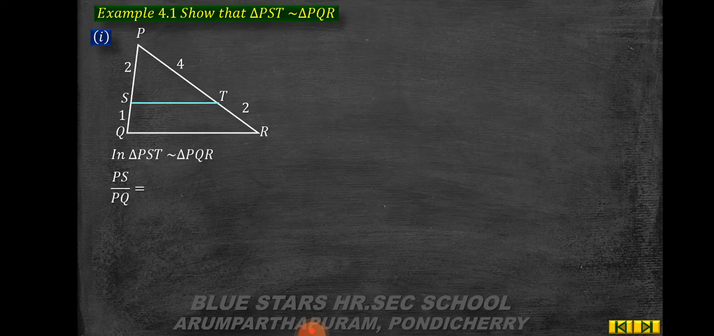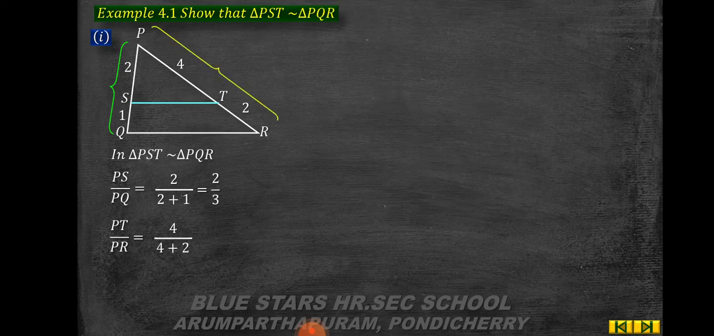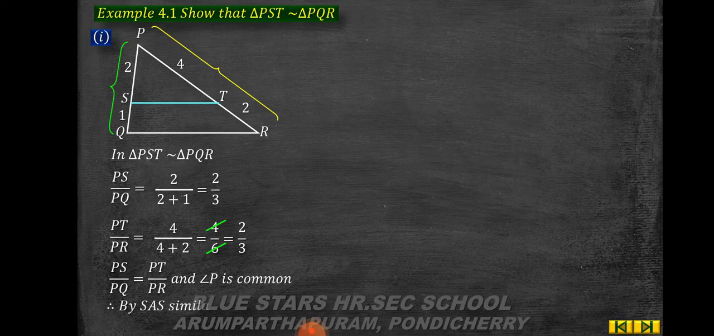In triangle PST and triangle PQR, PS by PQ is equal to 2 divided by PQ value, which is 2 plus 1, which is equal to 2 by 3. Then PT by PR is equal to 4 divided by 4 plus 2, which is 6. So which is equal to 4 by 6. If you cancel, you get the value 2 by 3. Therefore, PS by PQ is equal to PT by PR. And angle P is common. Therefore, by side angle side similarity, triangle PST is similar to triangle PQR.